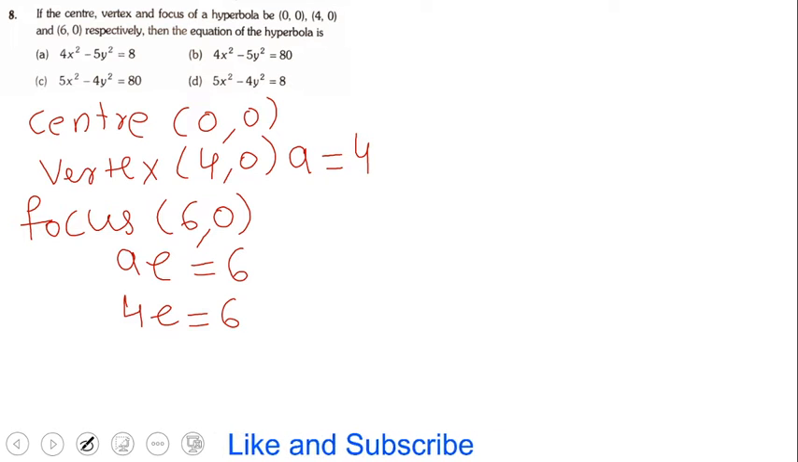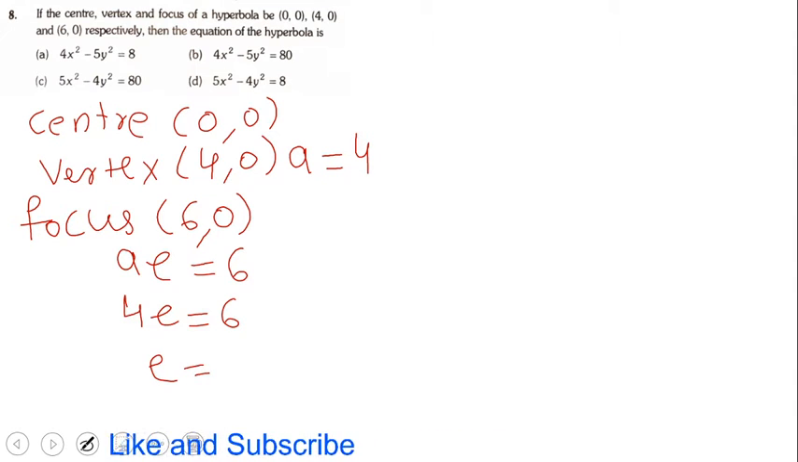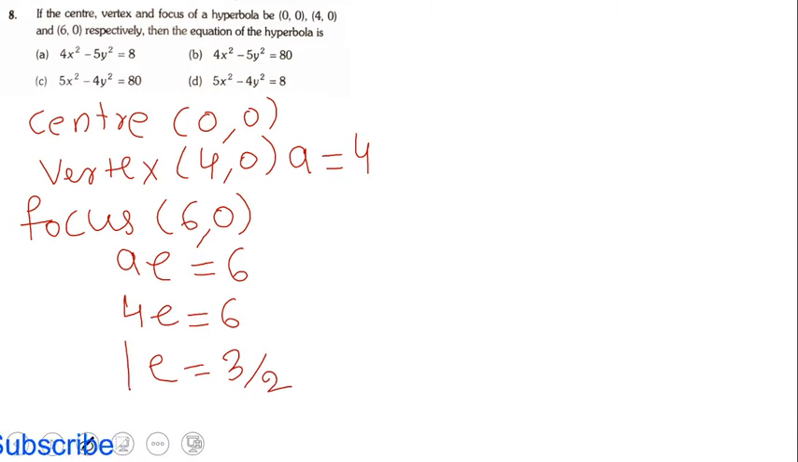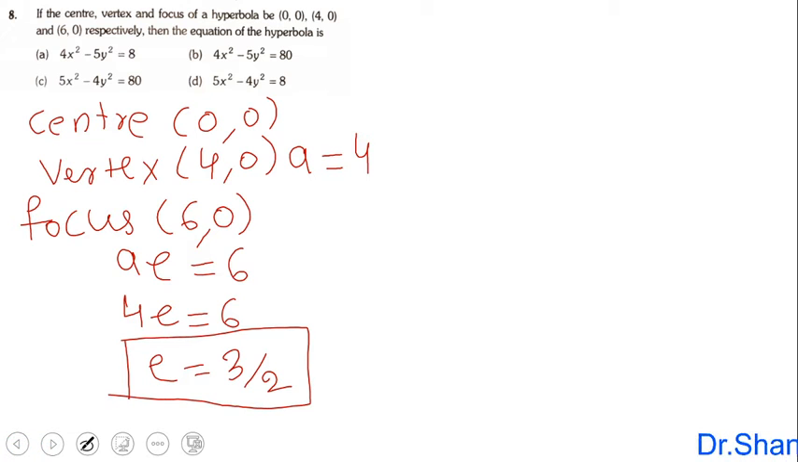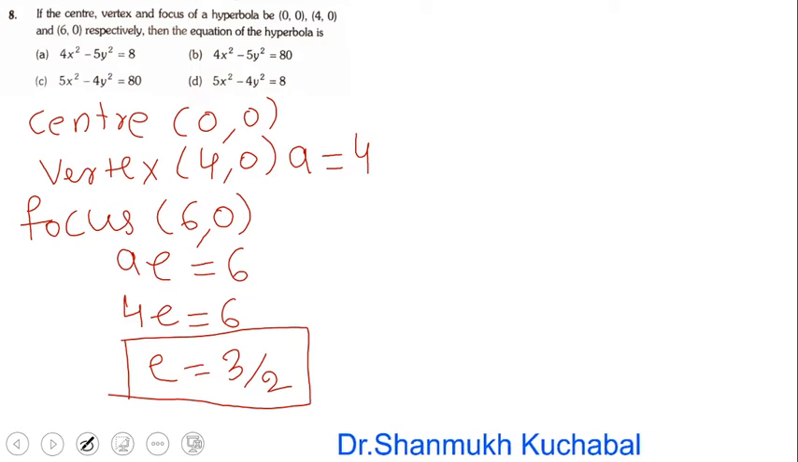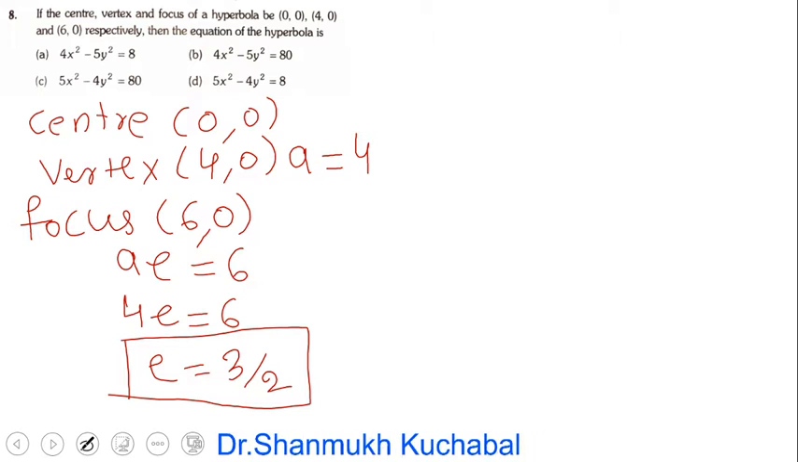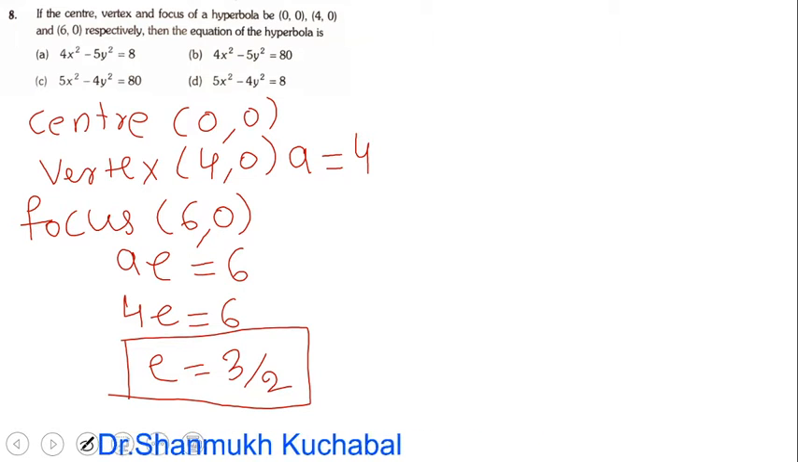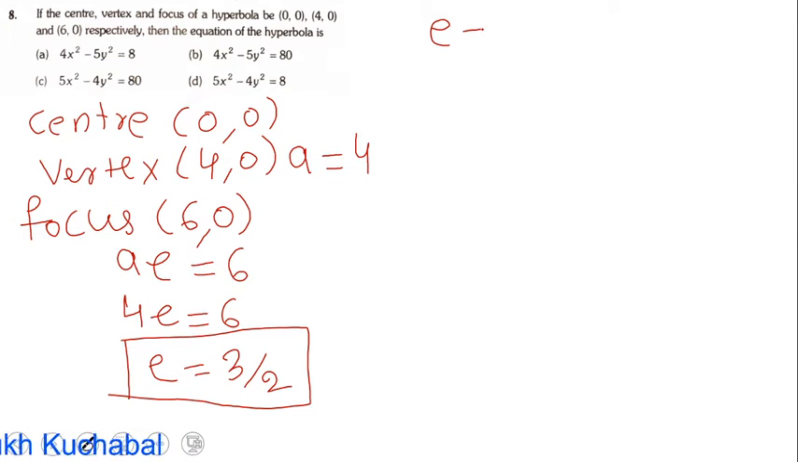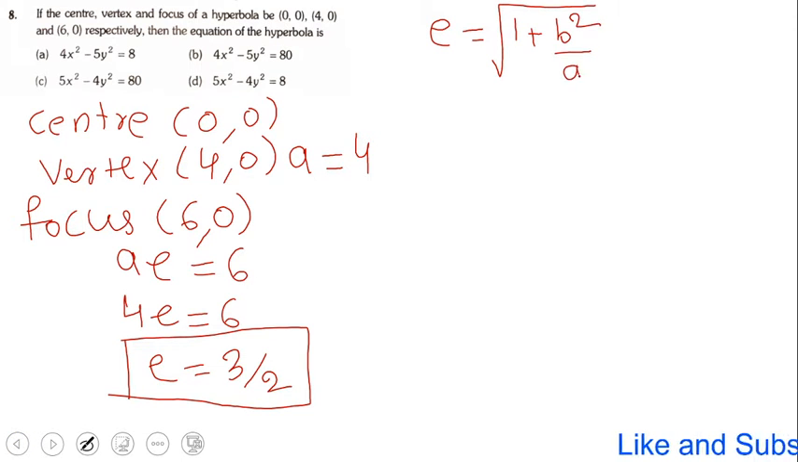We will write the solution for e equal to 6 divided by 4, and simplifying we get the e value as 3 divided by 2. So we got the e value as 3 by 2. Now I use the relation between e, a and b. Using that formula I will calculate the value of b. In the case of a hyperbola, e equals the square root of 1 plus b square by a square.